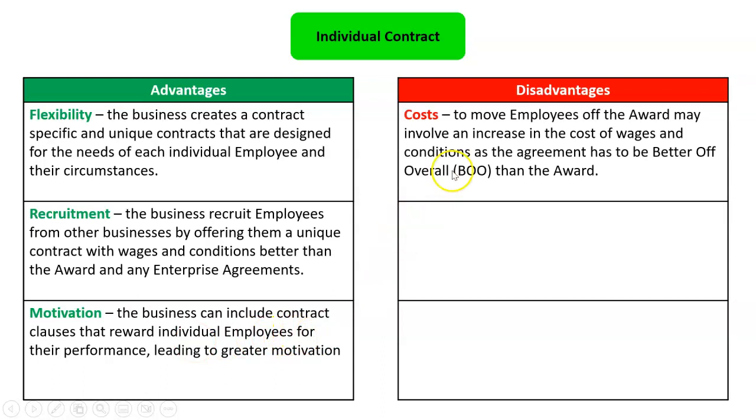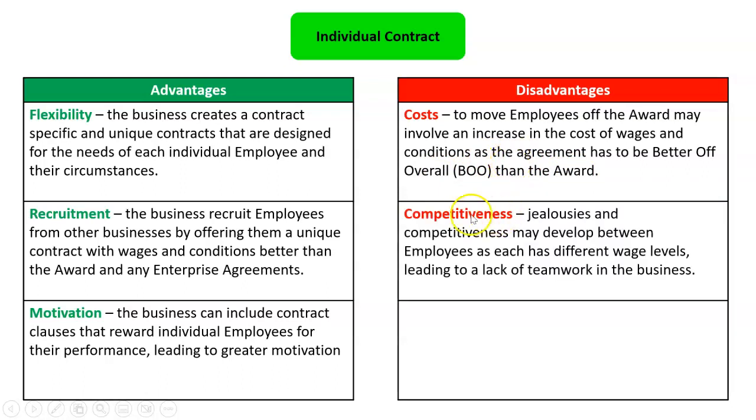What are the disadvantages? Well, just like with an enterprise agreement, costs. We only have an individual contract if it's better off overall than the award. So therefore, the costs literally have to go up for me to make an individual contract.